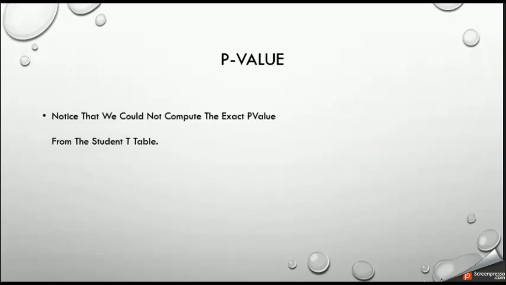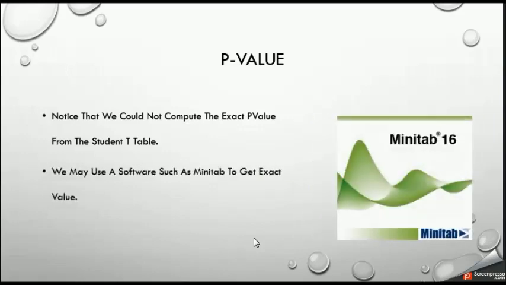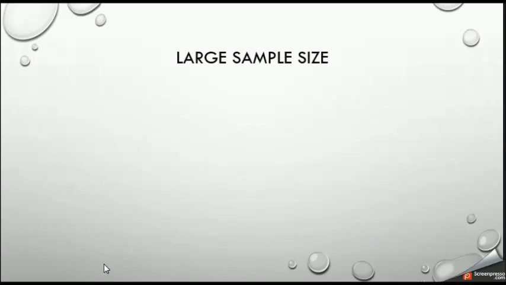So for the p-value, we have noticed that we could not compute the exact value from the t-distribution table directly. So instead we can use some software such as Minitab to get the exact value of the p-value, and later we will see how to use Minitab to calculate the p-value. So using the Minitab software, we have calculated the p-value to be exactly 0.317, which is larger than alpha. So finally we are going to fail to reject the null hypothesis.